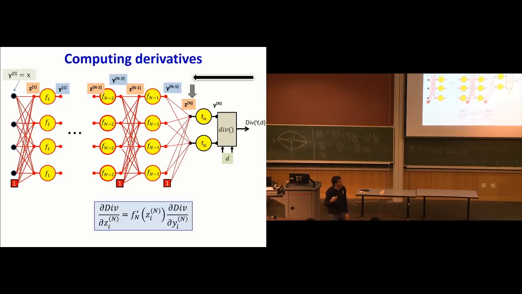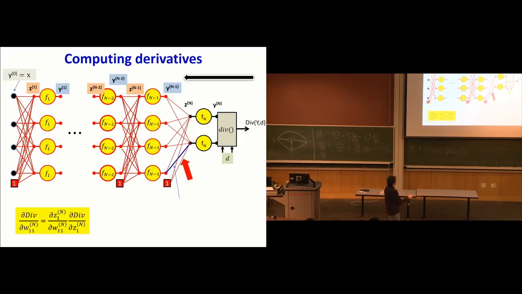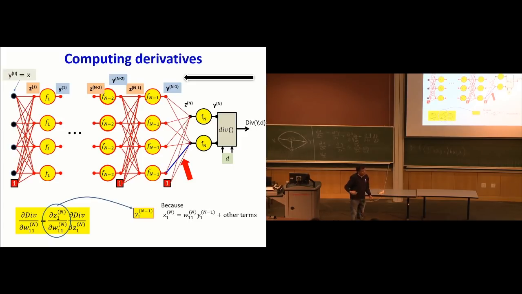Now let's take a step back. Let me try to compute the derivative of the divergence with respect to, say, this weight. The derivative of this divergence with respect to this weight using the chain rule is the derivative of the divergence with respect to the z value over here times the derivative of the z value with respect to this weight. That's the equation over here, right? And this guy has already been computed because we've been walking backwards. What about the second term, the derivative of the z with respect to the weight?